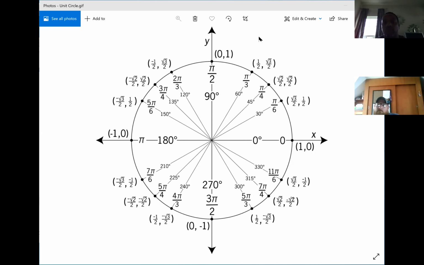Questions on your unit circle and how it's set up before we move off of it and go to 5.4? All right. So if you have any questions, as always, make sure you ask or shoot me an email and I'll answer them accordingly. So when we look at 5.4, go share.